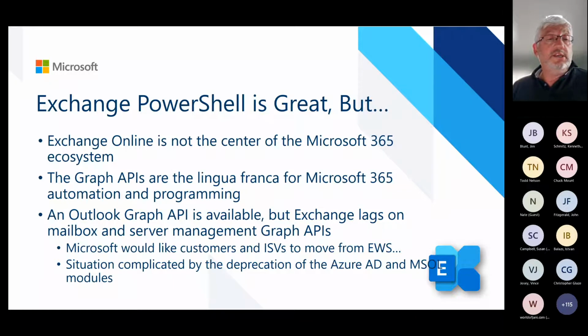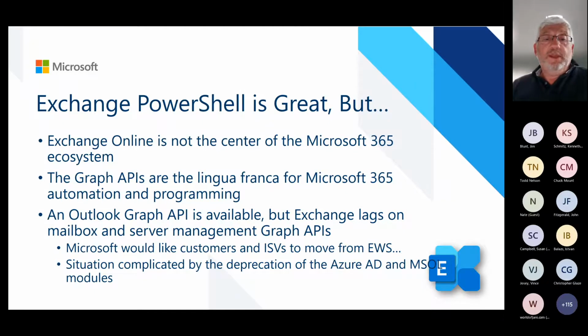And then Exchange has got to deal with the fact that the Graph APIs are the lingua franca. It's the common language for Microsoft 365 programming and automation. It's not PowerShell anymore so much. I mean, there are PowerShell modules out there for a lot of Microsoft 365, but in some cases there are no PowerShell modules available for bits of Microsoft 365. So what do you do then? Well, the answer is you've got to revert back to the Graph.